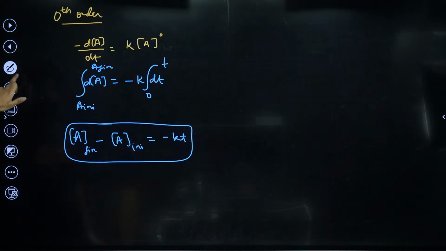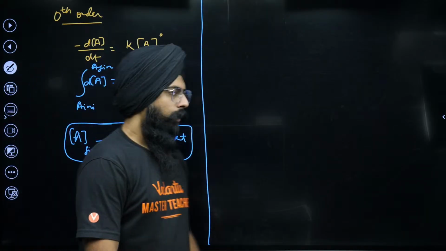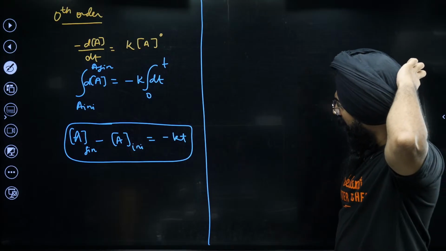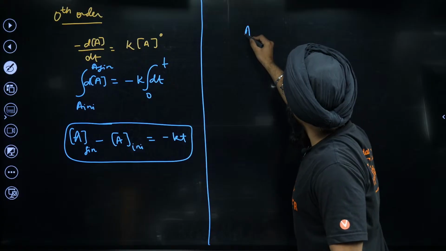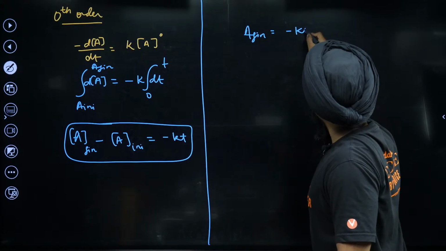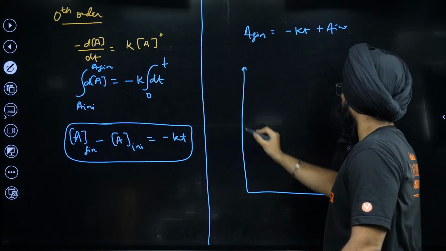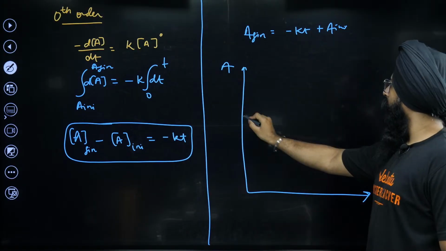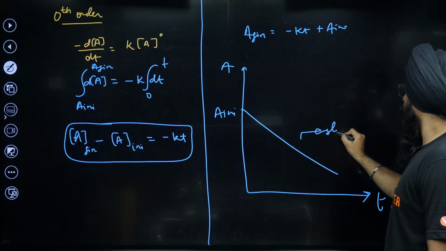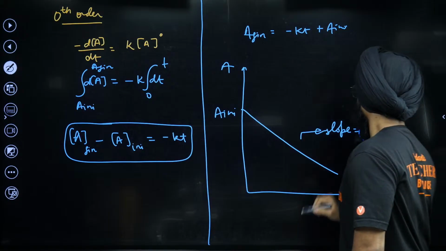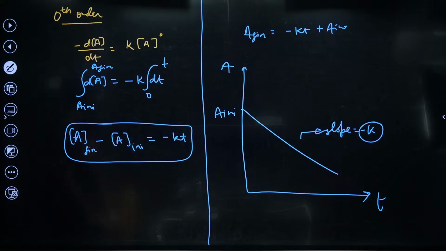For zeroth order it will be even more simple because we need to make only one graph. So what's happening over here? A final is equal to minus KT plus A initial. For making the straight line equation, I can do this. So that's all. A versus T will be a straight line graph and the slope will be minus K.